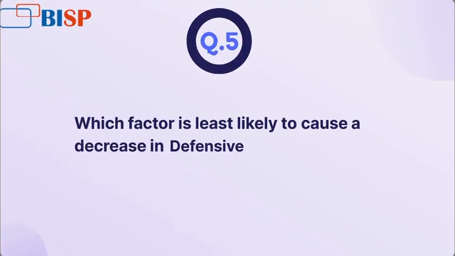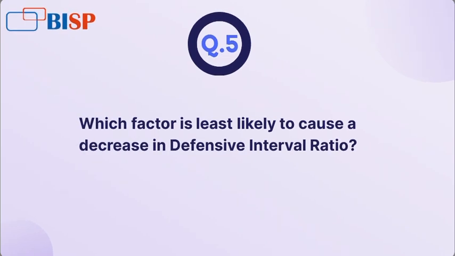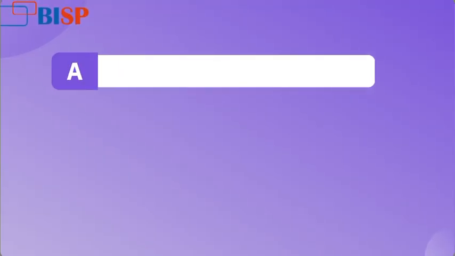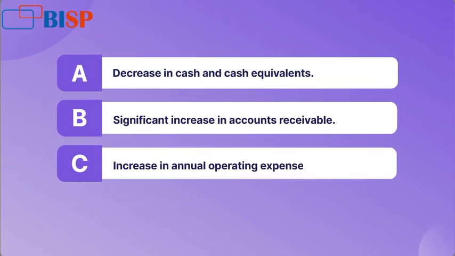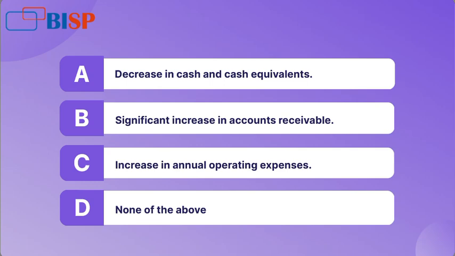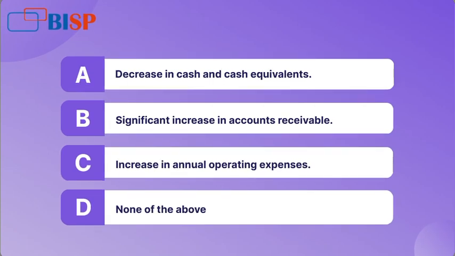Which factor is least likely to cause a decrease in defensive interval ratio? A. Decrease in cash and cash equivalents. B. Significant increase in accounts receivable. C. Increase in annual operating expenses. D. None of the above.